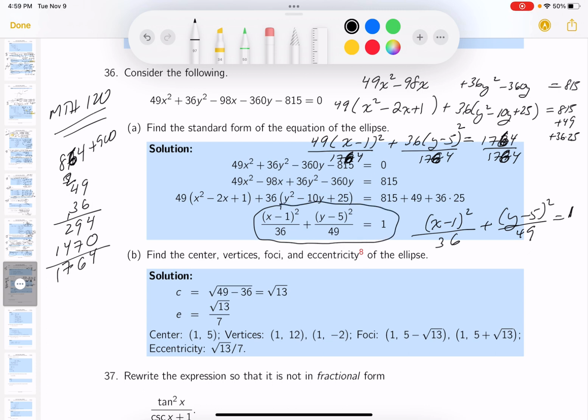It says find the center of that. Well, the center couldn't be any easier. The center of that's pretty simple. The center is going to be 1, 5. I want to point out that's listed for me right over here. Now, I got to be honest with you. A lot of students have a tough time with the vertices and stuff. And what I'm going to do is I'm going to put a little graph down for you.